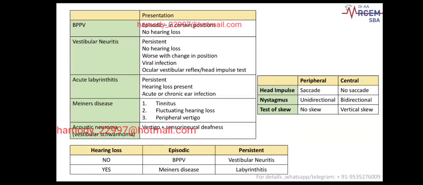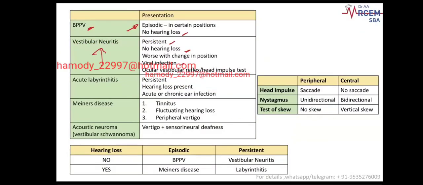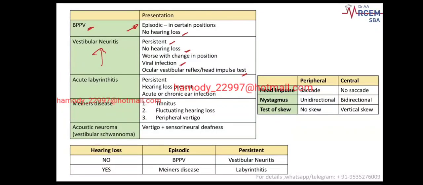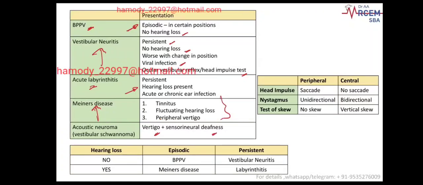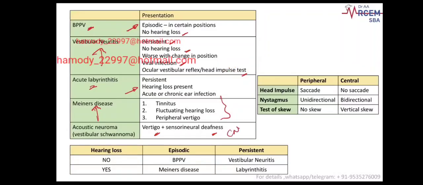This kind of summarizes everything we have learned so far. BPPV, as I told you, is episodic, in certain positions it will be absent, and there will be no hearing loss. Vestibular neuritis, again no hearing loss, but it is persistent. A viral infection will be present, with a positive cascade on the oculovestibular reflex, also known as the head impulse test. Acute labyrinthitis, hearing loss will be present because it's an inner ear infection. Meniere's disease usually presents with a triad of tinnitus, fluctuating hearing loss, and peripheral vertigo. Acoustic neuroma, vertigo and sensorineural deafness developed over months, you need to think of an acoustic neuroma. Also look for other cranial nerve involvement.